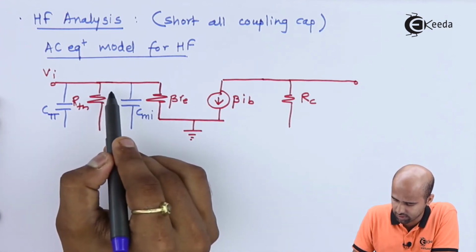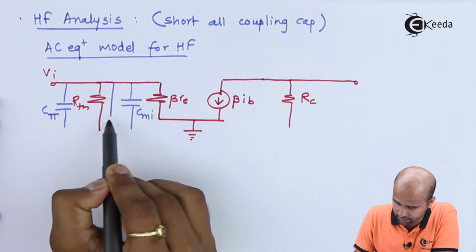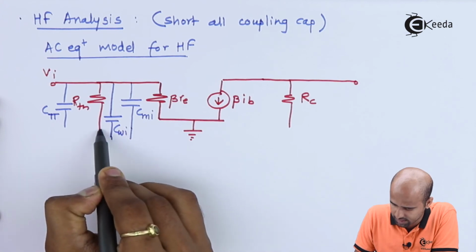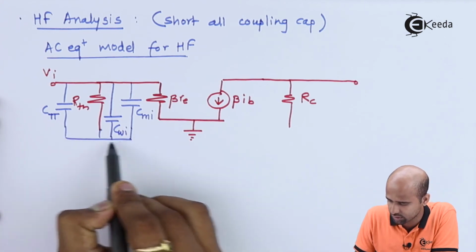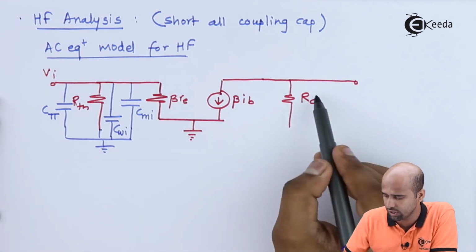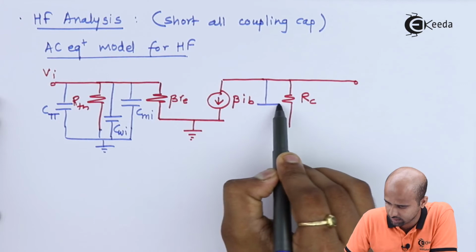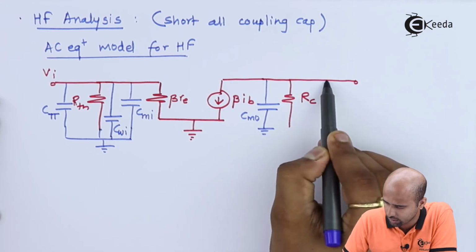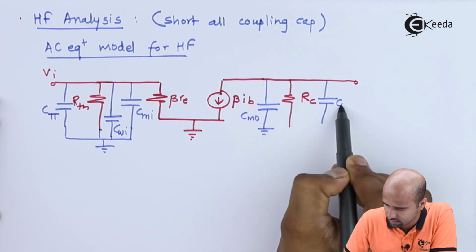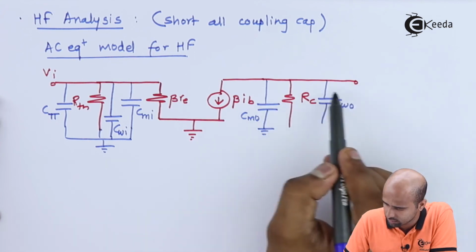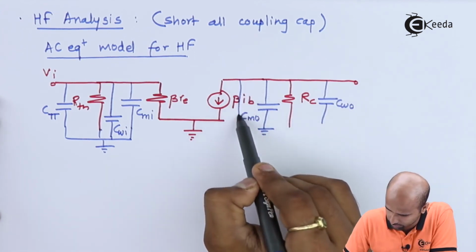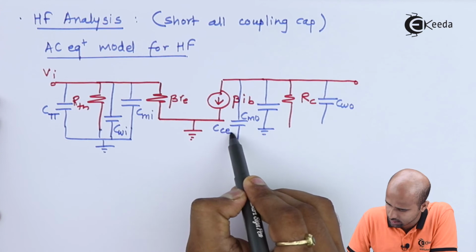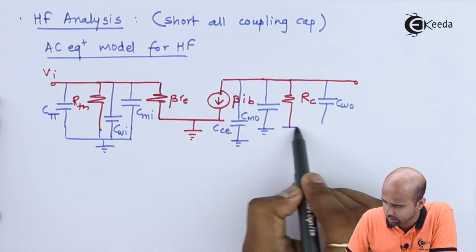Wiring capacitance is given, so again I will add this wiring capacitance here as CWI, and all these capacitances are joined with ground. Similarly at the output side we will be getting the CMO, Miller's output capacitance, one wiring capacitance, and another where I will draw, that is CCE. All are connected in parallel.